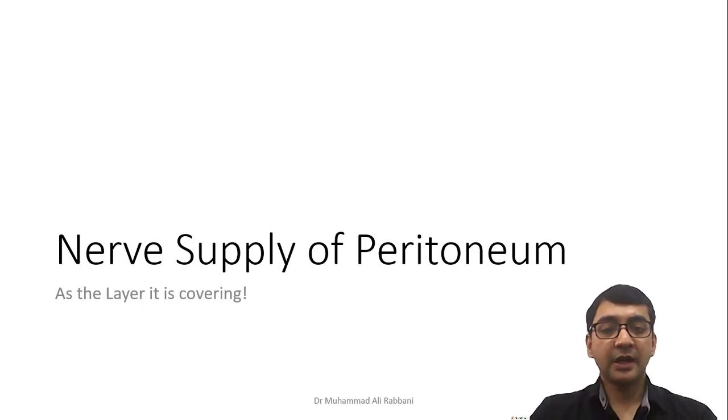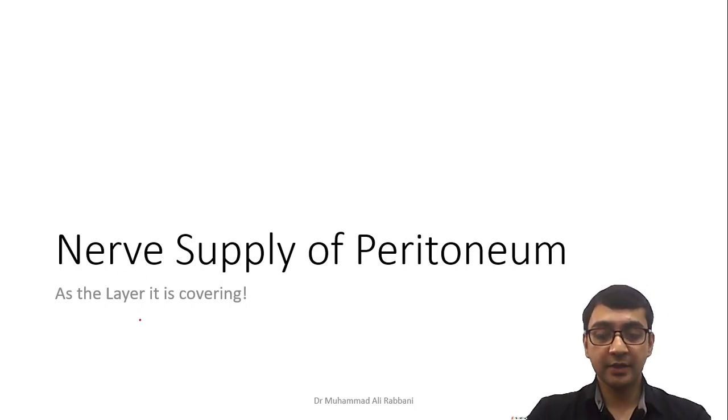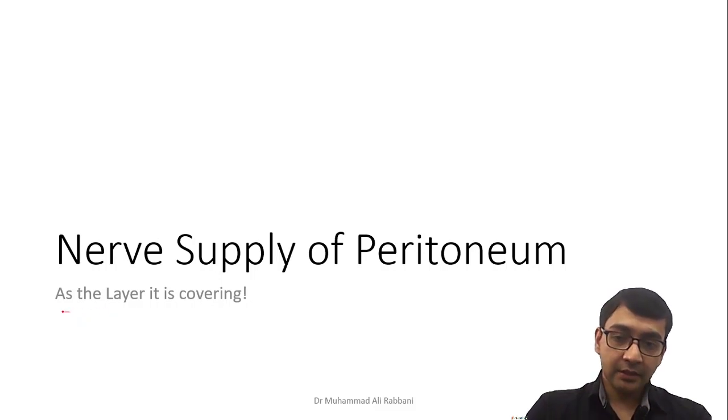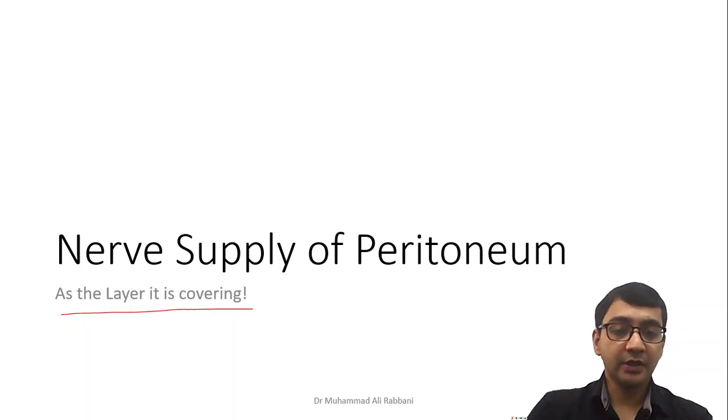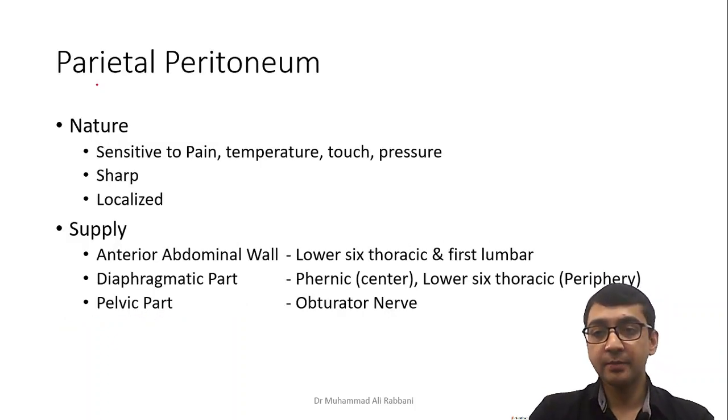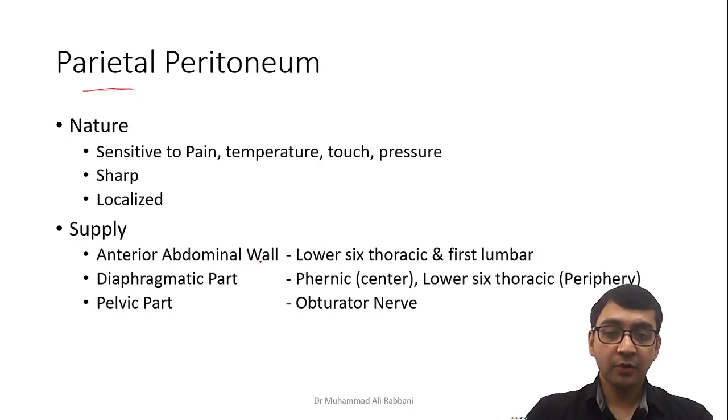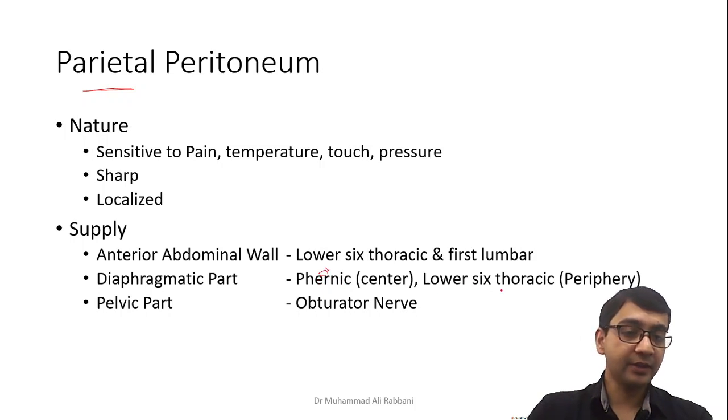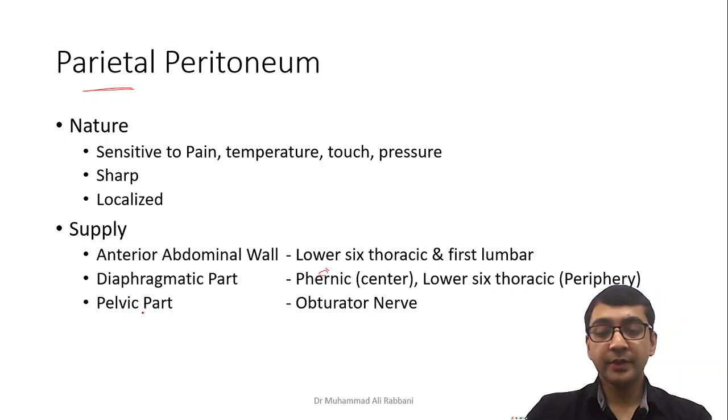Nerve supplying the peritoneum. A golden rule to remember the nerve supply of the peritoneum or any other serous membrane is that its nerve supply is the nerve supply of the structure or layer it is covering. The parietal peritoneum covers the cavity wall. When it covers the anterior abdominal wall, it has the same nerve supply, lower six thoracic nerves and L1, lumbar 1. When it covers the undersurface of the diaphragm, it has the same nerve supply: in the middle, the phrenic nerve, and in the periphery, the lower six thoracic nerves. When we go into the pelvic part of the peritoneum, the same rule applies.